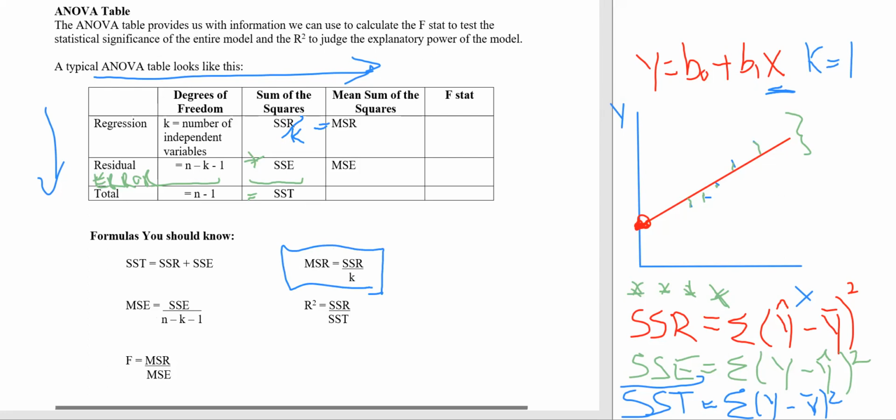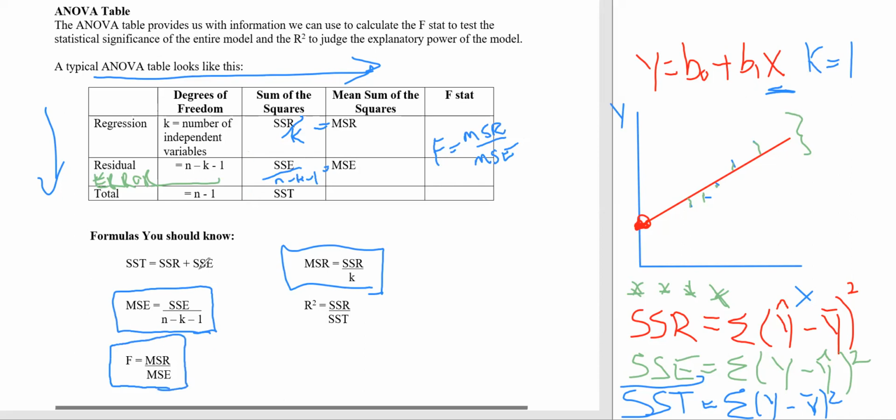And how do we get the MSE? We're going to divide the SSE by n minus k minus 1, and that's going to equal the MSE. And here it is right here. Why do we need to know this? Because to calculate the F stat, we need the MSR over the MSE. So, key formulas that you should know.